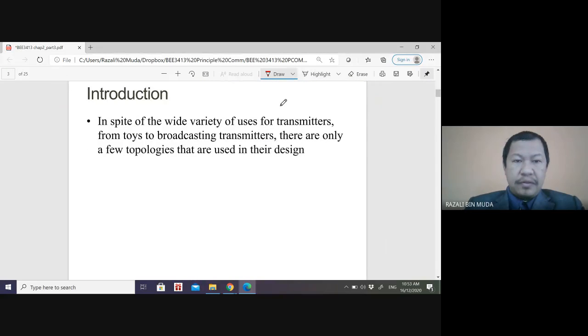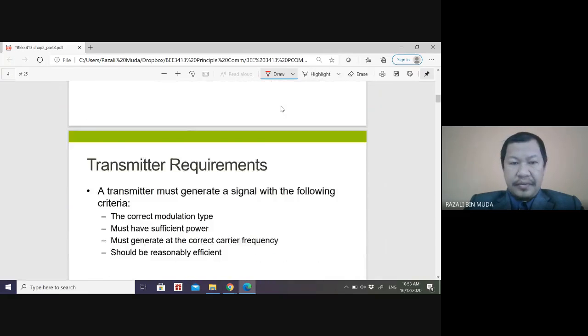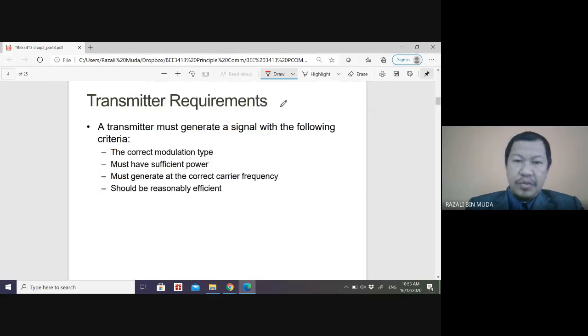In spite of wide variety of uses for transmitters, from toys to broadcasting transmitters, there are only a few topologies that are used in their design. So first we will discuss about transmitter requirements. A transmitter must generate a signal with the following criteria. Okay, these are the criteria for the transmitter signal.